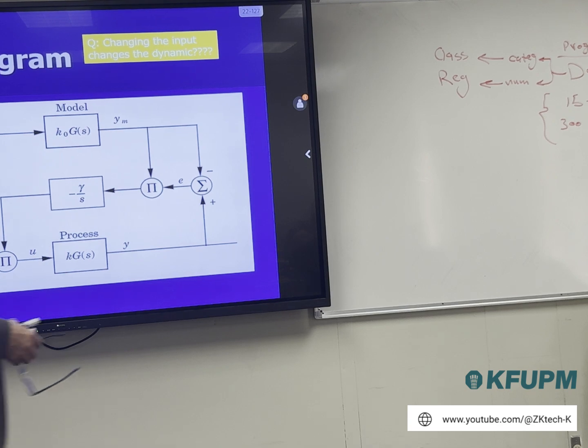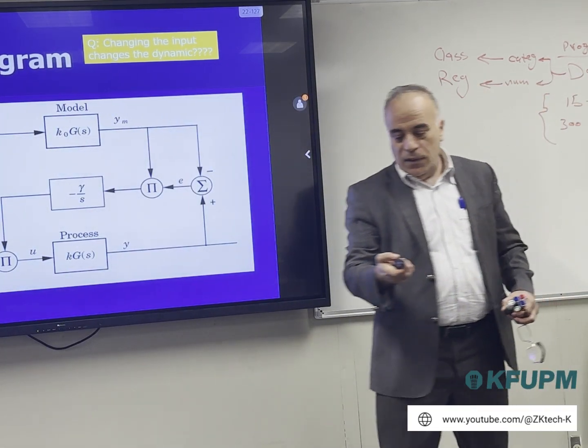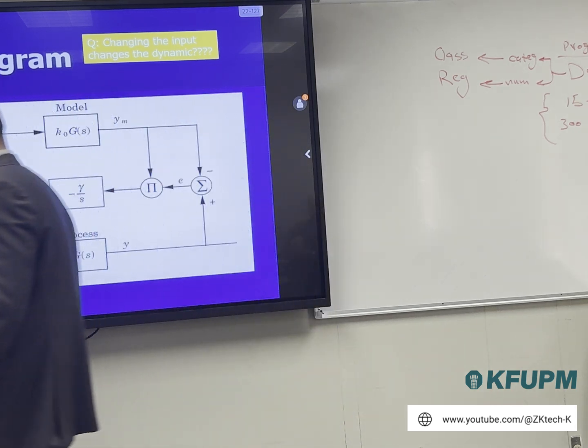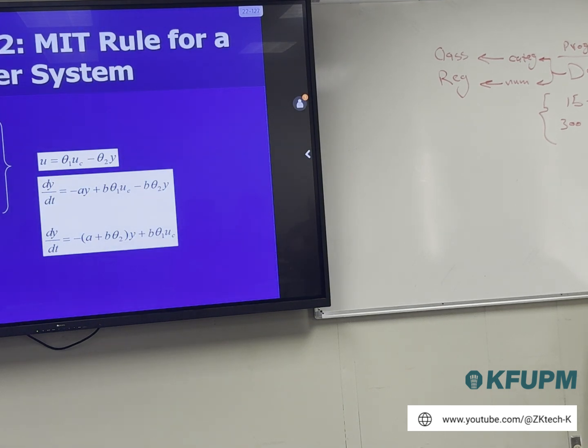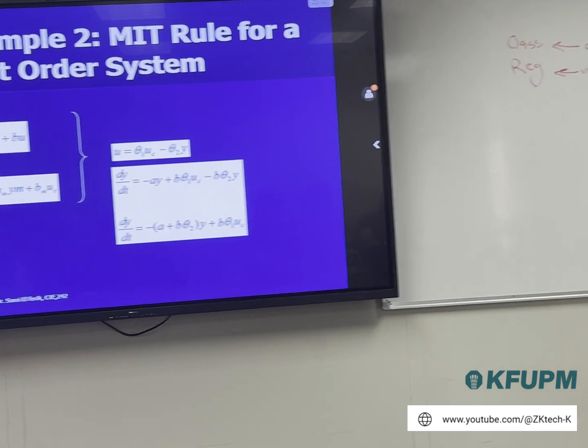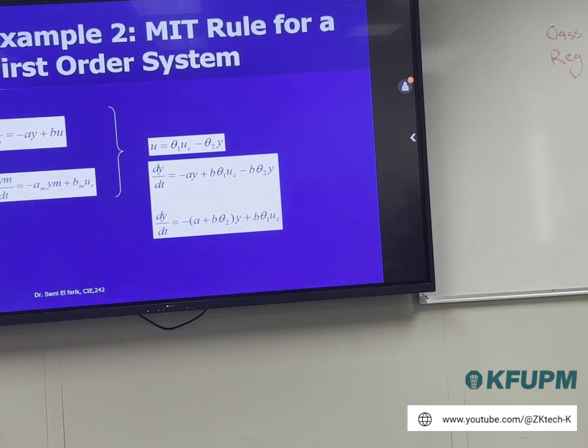Today we are going to go one step further. We are going to go for a first order system. So this is my system here, a first order system. We have dy/dt equal to minus a times y plus b times u, and dym/dt equal to minus am times ym plus bm times uc of t.